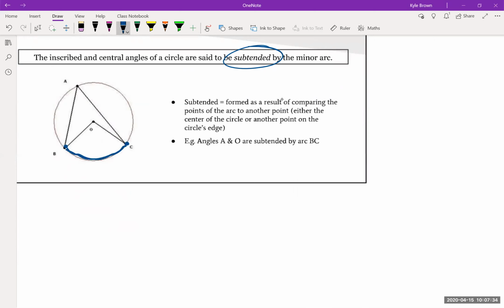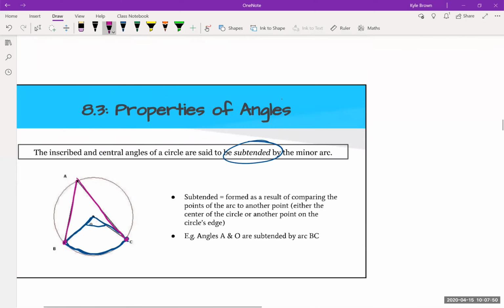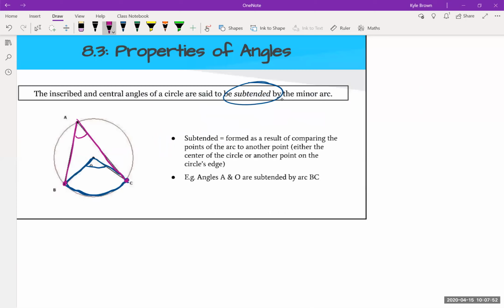It just means that the central angle, so that one, is subtended by the same two points as the inscribed angle on this one, right? So they're subtended by the same two points. It just really means that they're bound by the same two points. Okay.